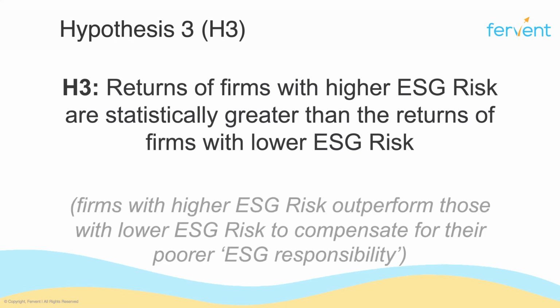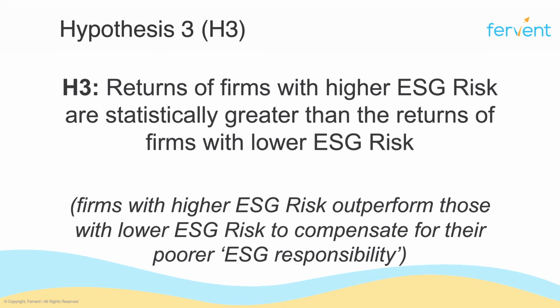Okay, and again, this is on the premise that firms with higher ESG risk outperform those with lower ESG risk because investors are getting compensated for the firm's poorer ESG responsibility, right? So firms with higher ESG risk need to compensate investors because their governance is poor, because their environmental responsibility is poor, and because they're not socially responsible or their social responsibility is low.